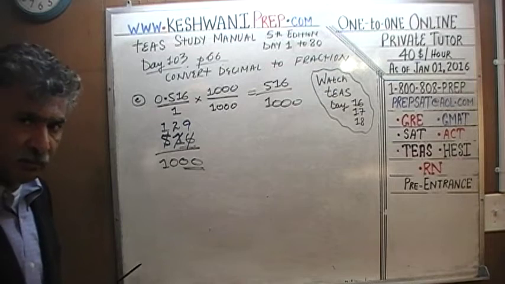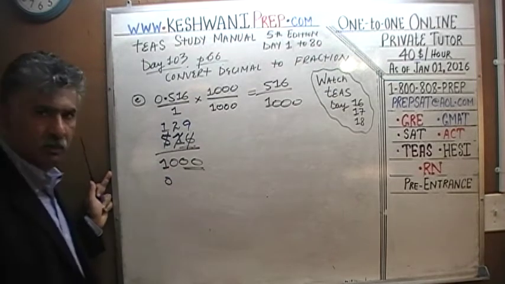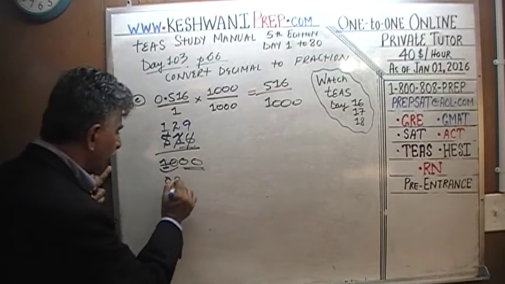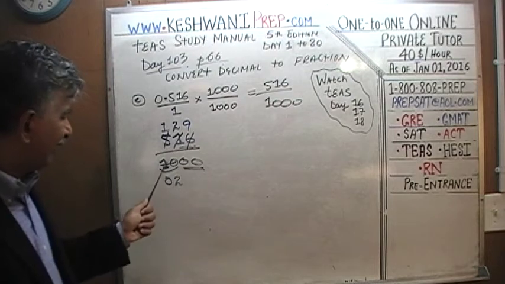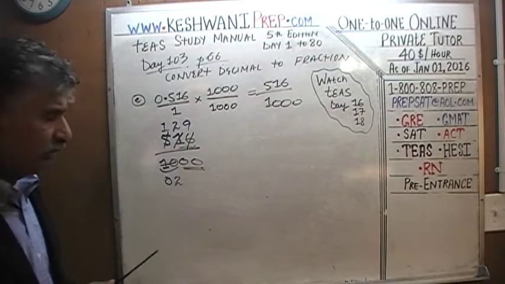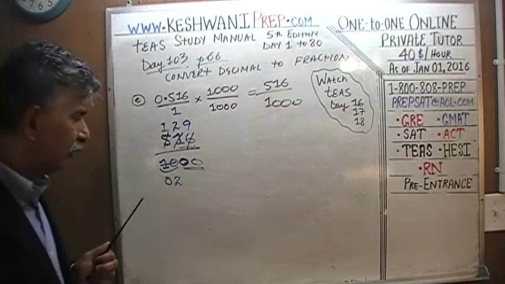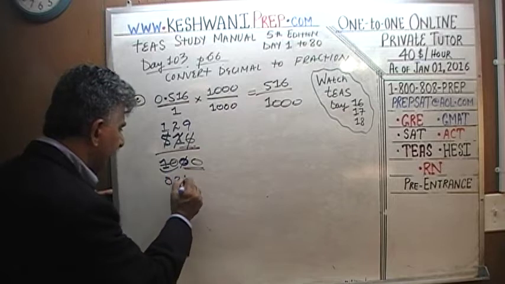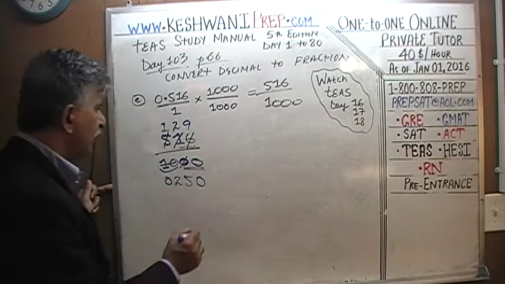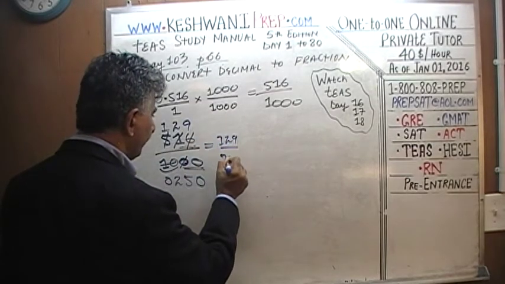Now let's divide the bottom by 4, shall we? How many 4s does 1 have? 1 has no 4. So that 1 is going to go and join the 0 and become 10. 10 has 2 fours. 2 fours are 8. After we take away 8 from the 10, we have a remainder of 2. That 2 goes and joins this 0 and becomes a 20. And how many 4s does 20 have? 20 has 5 fours. 5 fours are 20. How many 4s does 0 have? 0 has no 4. There you go. We got 129 over 250.